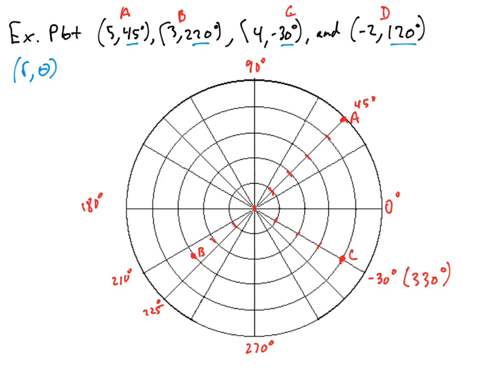And then lastly, we have 120 degrees. So 120 degrees is here. However, the r value is negative. So instead of going 2 units in the direction of 120 degrees, we're going to go in the opposite direction. So we're actually down here in quadrant 4. So that's where point D would be. Now, when we're graphing points or equations in the polar coordinate system, it's really helpful to have a grid like this with those concentric circles. That'll help us plot a little more accurately.